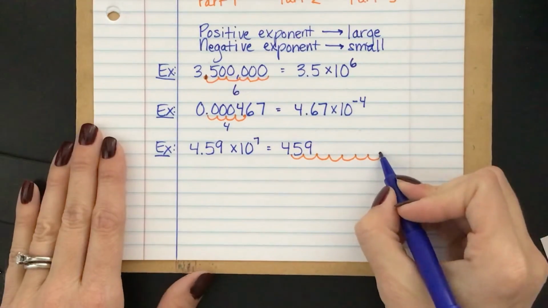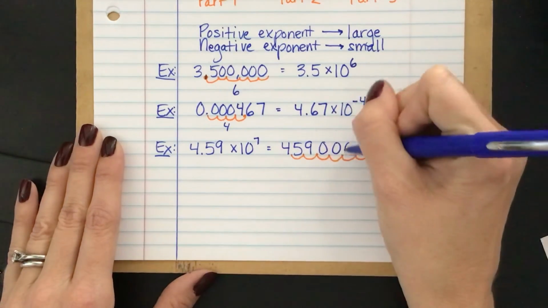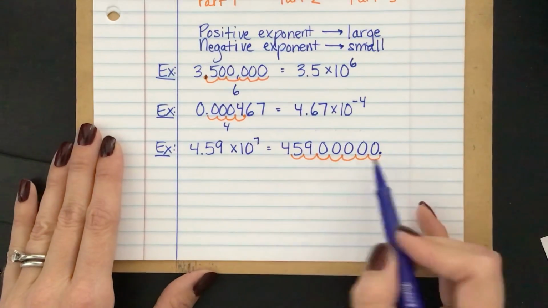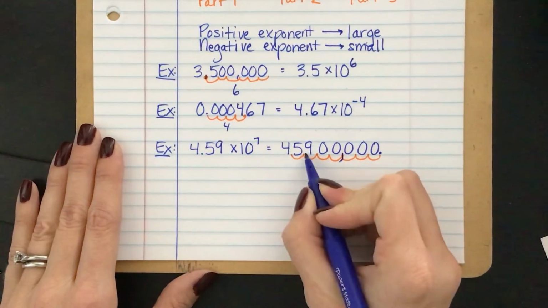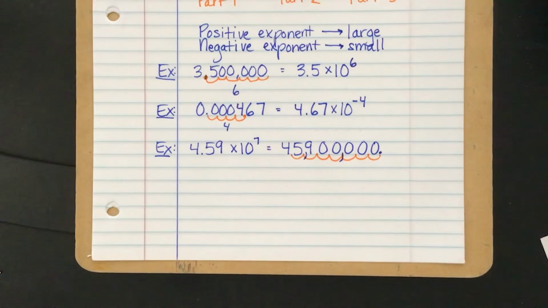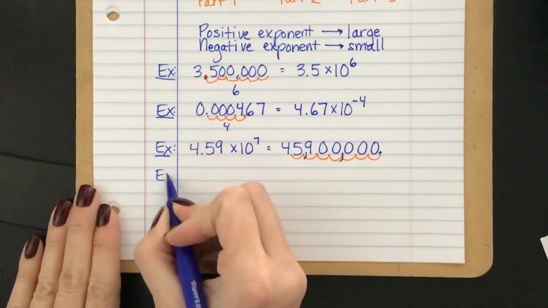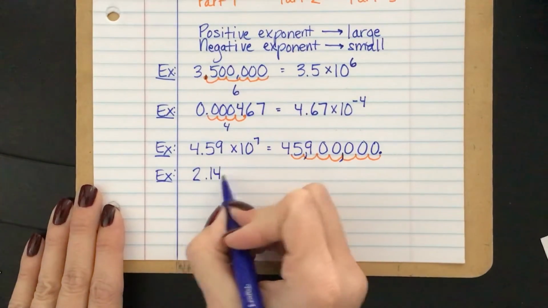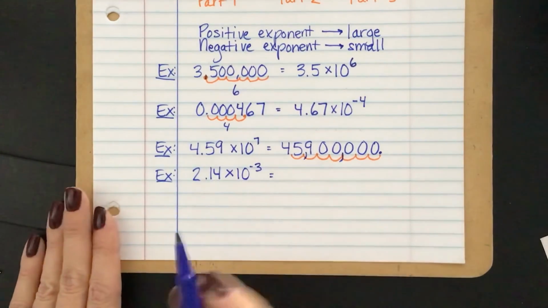So my new decimal place is here. And then I'm going to go in and fill in all my zeros. Okay? You can even double check, just count again, make sure that that's 7 decimal places. And then I can add in my commas, and there we go. So that's 45,900,000. Okay, let's do one more. Let's do a very small one. So 2.14 times 10 to the negative 3.